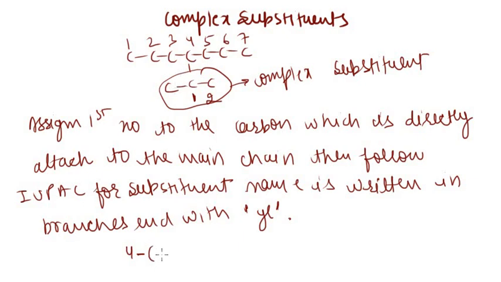Then 4, 1 methyl, then ethyl, and the number of carbons is 7, so it is heptane. 4 dash, then 1 methyl ethyl. It is actually 1 methyl ethane, and then ethane we will write as ethyl.